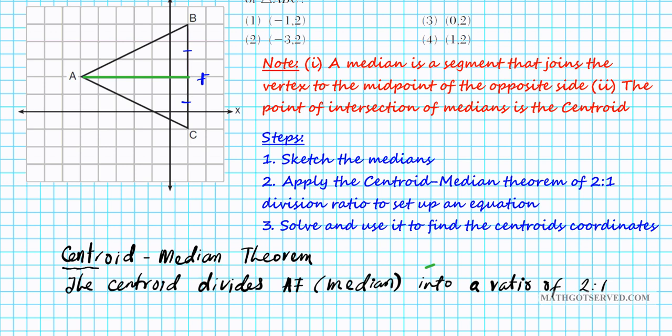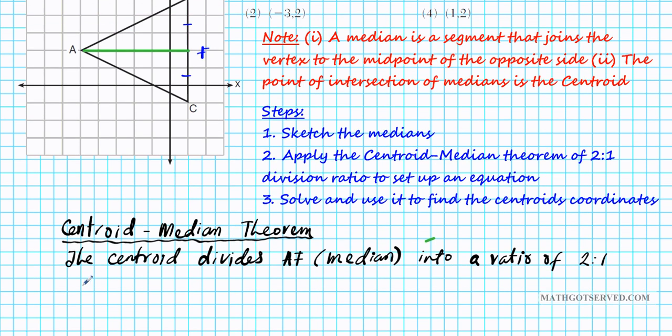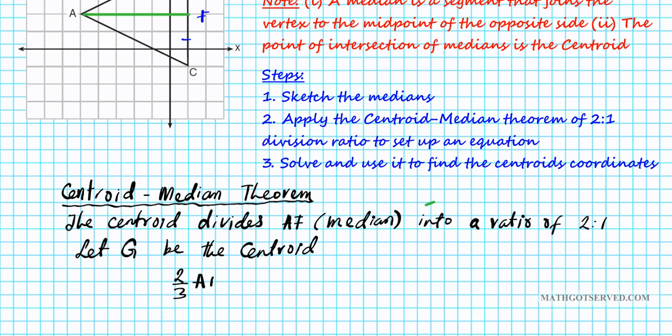But there's an easier way of looking at it. If it divides a segment into the ratio 2-to-1, that basically means that the longer side is 2/3 of the entire length. Okay, so let's call G the centroid. So let G be the centroid. We don't know where it is yet. Okay, let G be the centroid. So according to the centroid median theorem, 2/3 of the entire median length, the median is AF, 2/3 of AF is going to be the length from A to the centroid G.